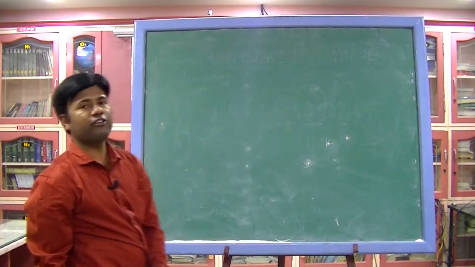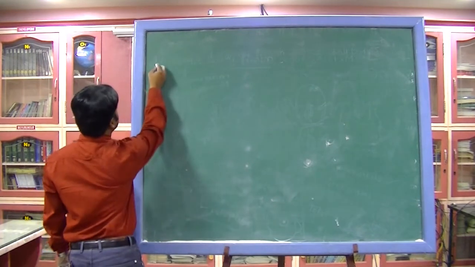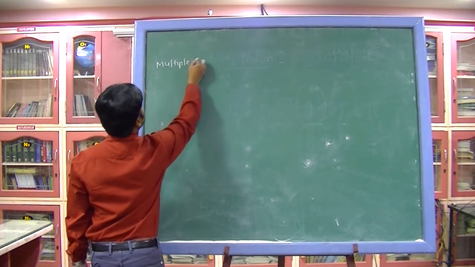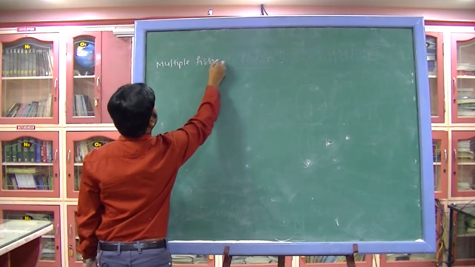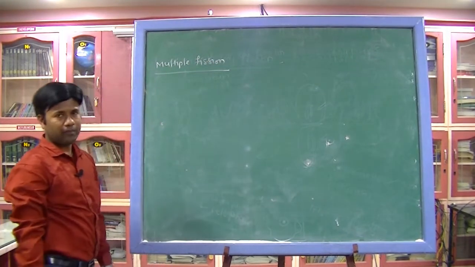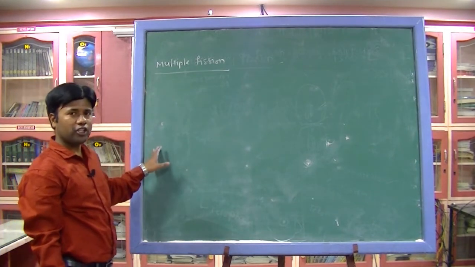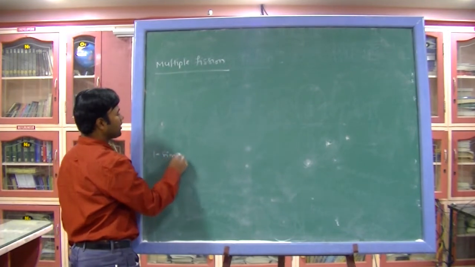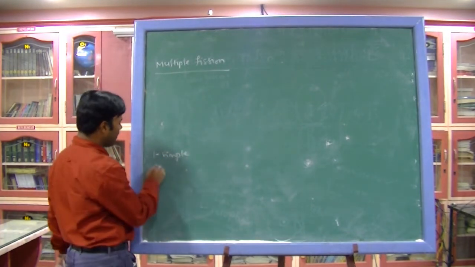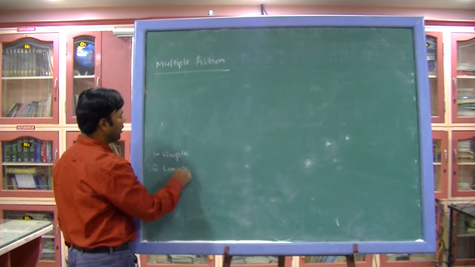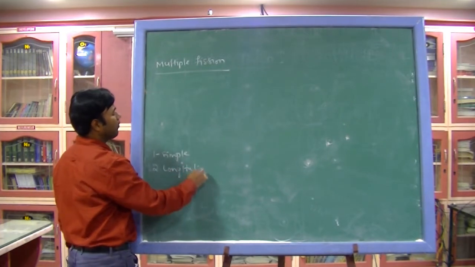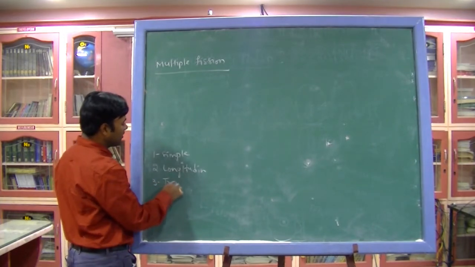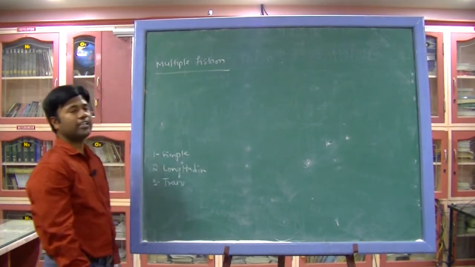Next, multiple fission. In fission, there are two types we have already discussed. What are the two types? One is binary fission, another one is multiple fission. So far in binary fission, how many did we learn? Three. What is the first one? Simple or irregular binary fission, in amoeba. Next, longitudinal binary fission in euglena. Third one, transverse binary fission, that is in the paramecium.